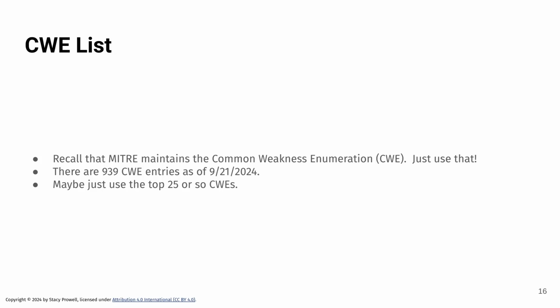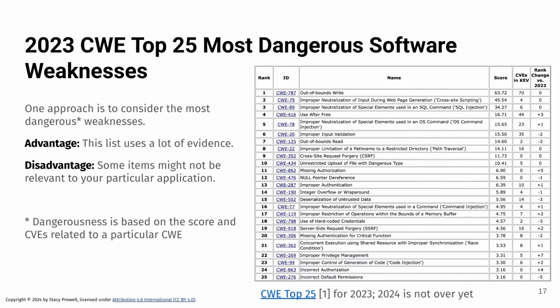One thing you can do is you can go and use the CWE list. That's a common weakness enumeration. You can just use that. However, if you want to go through all of them for your code, or for your system, keep in mind there are 939 of them, and that's a lot. So maybe instead of using them all, we just use the top 25 of the CWEs, and you see them over there on the right-hand side of the screen. And this is the CWE top 25, considered the top 25 most dangerous weaknesses, ones with the highest score.